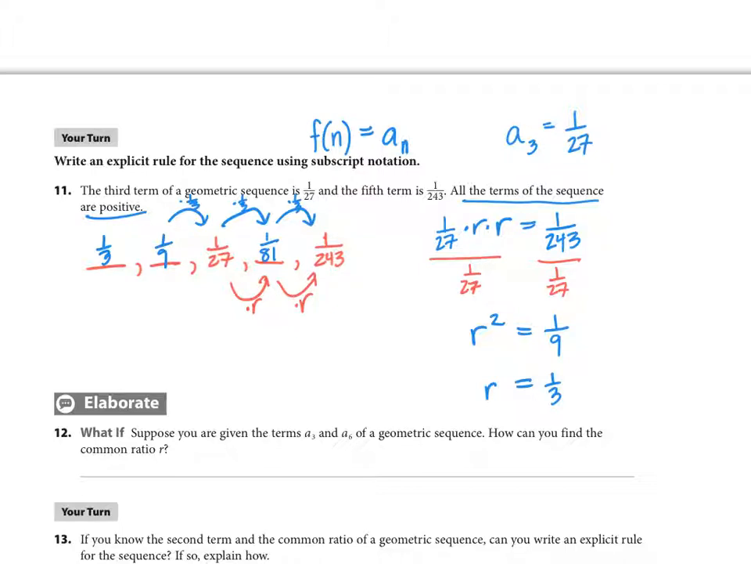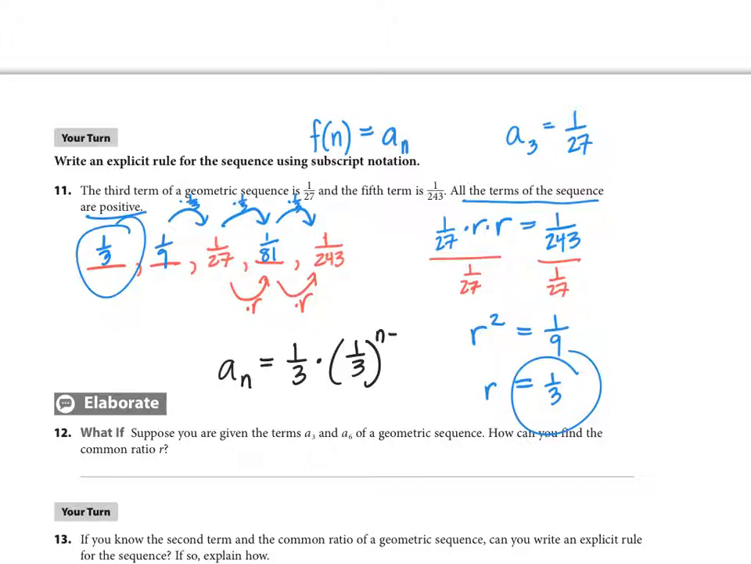So here we go. Here's our first term right there. Here's our common ratio. Now they happen to be the same exact numbers, and that's okay. A sub n, subscript notation, equals our first term times the common ratio. Remember, use parentheses here because we're using an exponent, to the n minus 1. That is our explicit rule using subscript notation.